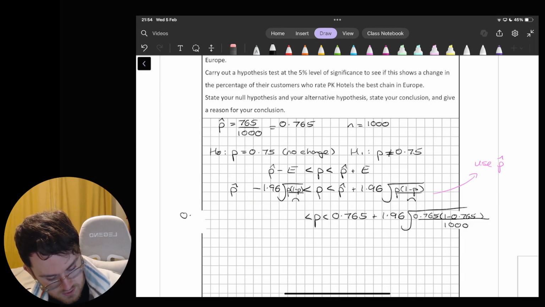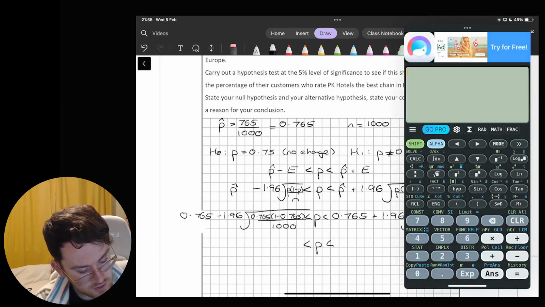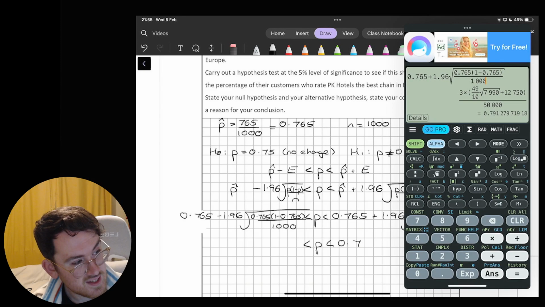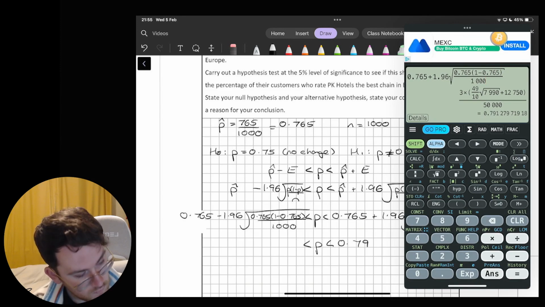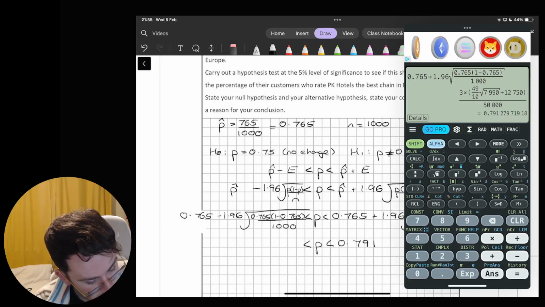So 0.765 minus 1.96 times the square root of 0.765 times 1 minus 0.765, all over 1,000. Laying out my confidence interval here, I'm just going to calculate this value, plus 1.96 times the square root of 0.765 times 1 minus 0.765, all over 1,000, which is 0.791.